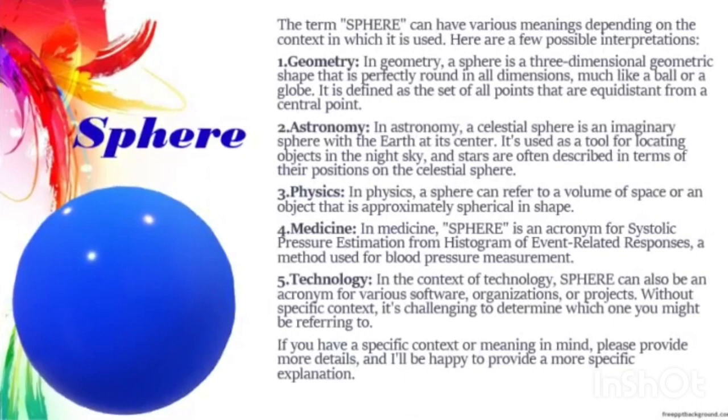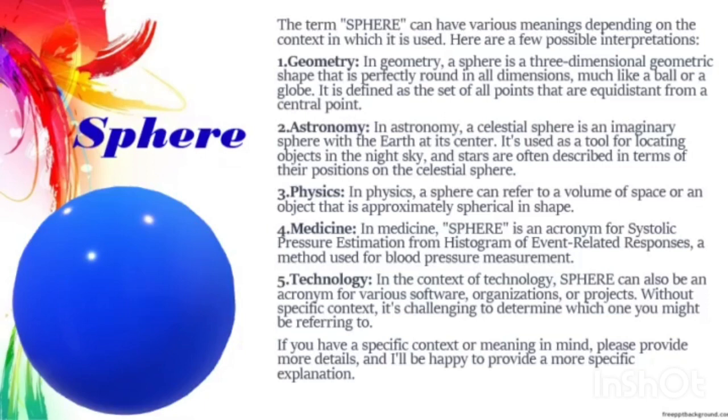Sphere. The term sphere can have various meanings depending on the context in which it is used. Here are a few possible interpretations. Geometry. In geometry, a sphere is a three-dimensional geometric shape that is perfectly round in all dimensions, much like a ball or a globe. It is defined as the set of all points that are equidistant from a central point.